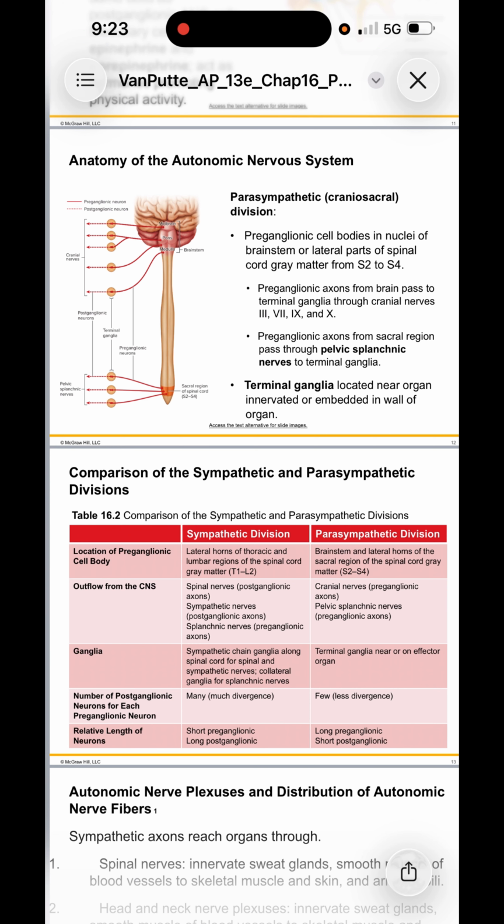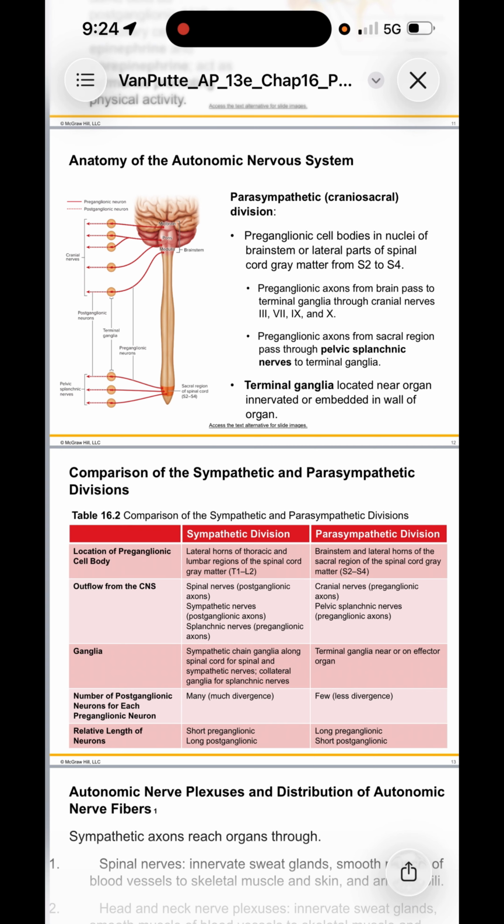Number of postganglionic neurons for each preganglionic neuron. Sympathetic division, much divergence. Parasympathetic division, few, less divergence. Relative length of neurons. Sympathetic division, short preganglionic, long postganglionic.